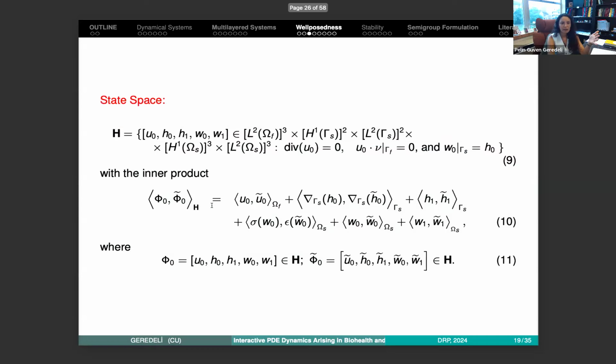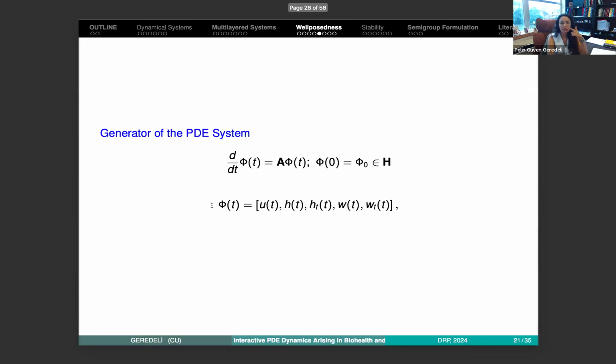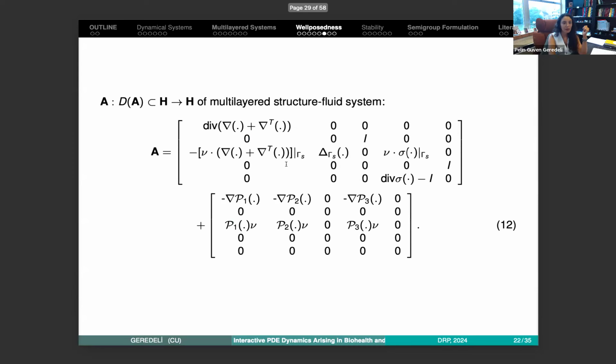For this complicated system, I reduce it to an ODE, as I mentioned in the first part. Here, my solution refers to this phi, but this phi actually has five different solution variables. U is the fluid part, H and H_t is the membrane, and W and W_t is the nuclei part. So I have five different solution variables, and I reduce my PDE into this kind of ODE system, where unfortunately the linear operator A is given as this complicated 5 by 5 matrix.